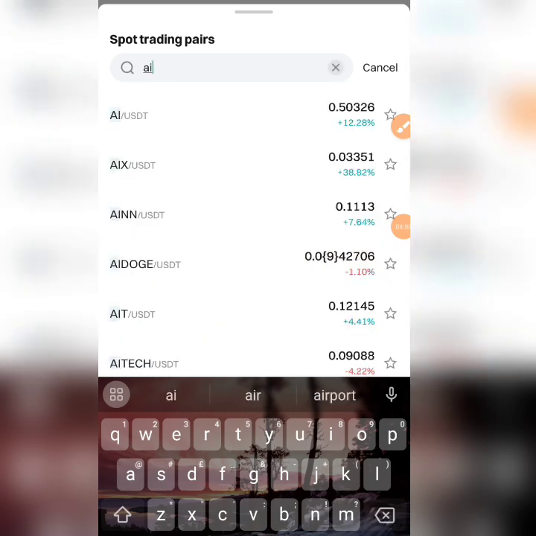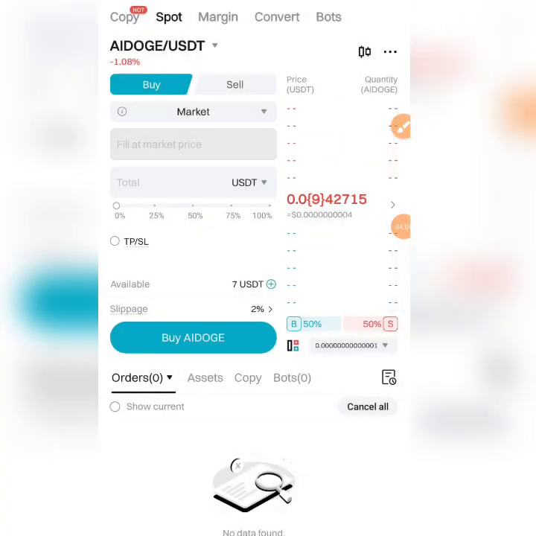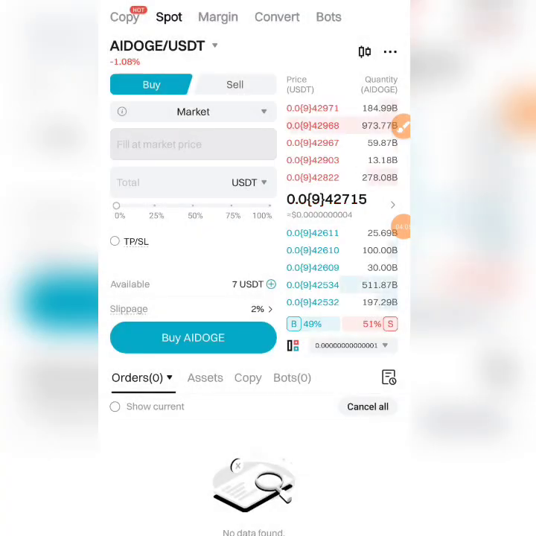Let me search for this crypto called AI Doge. Okay, it's here. Let me search for this crypto called the AI Doge USDT. As you guys can see, I have several USDT available that I can use to buy. So I'm going to buy this crypto because I've been wanting to buy it, but I always forget. So this is a good time to buy it.